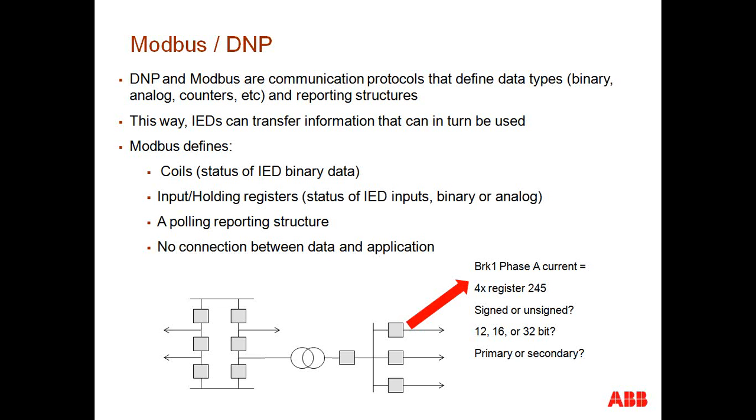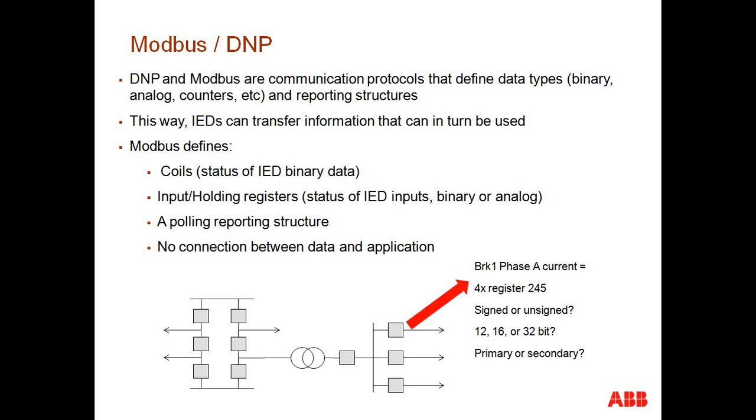there are many other protocols where this same definition falls under the same description that I'm about to provide. So these are communication protocols that essentially define data types, binary, analog information, counters, and they define a reporting structure so that these variables can be transported or shared from one piece of equipment over to another piece of equipment, so that it's in a centralized location, so that it can be used as part of a decision support system.